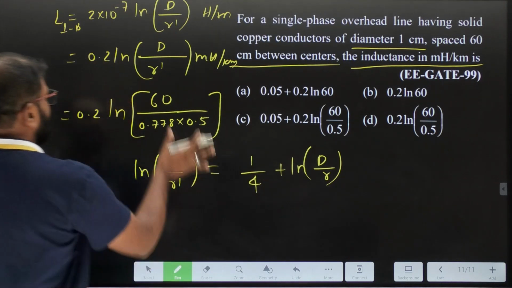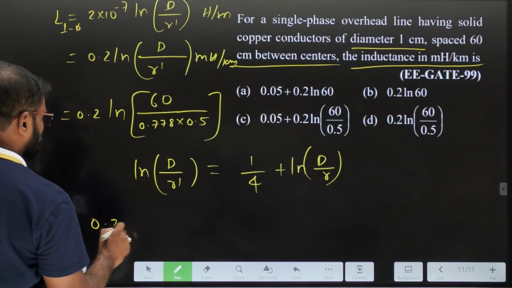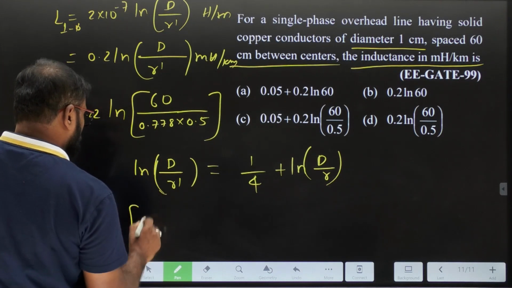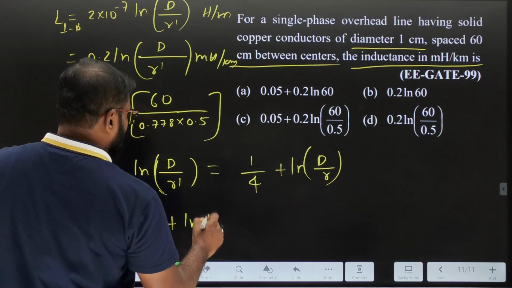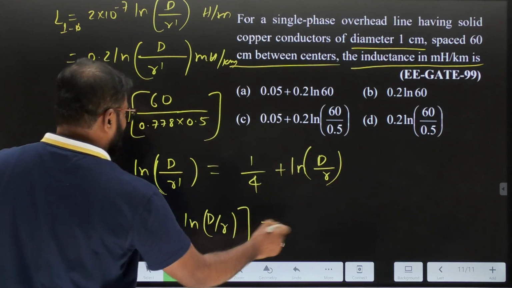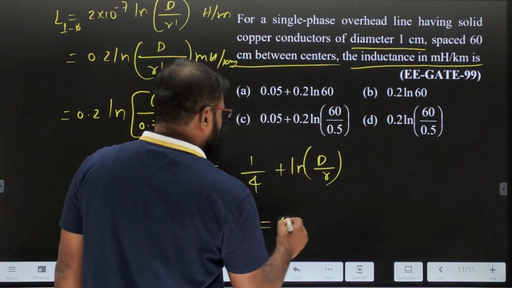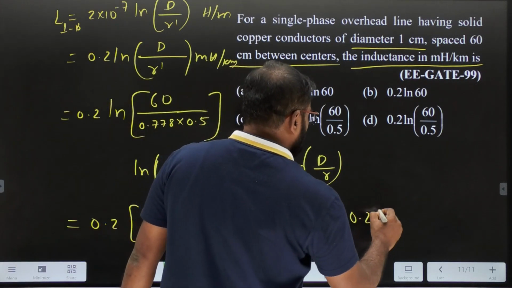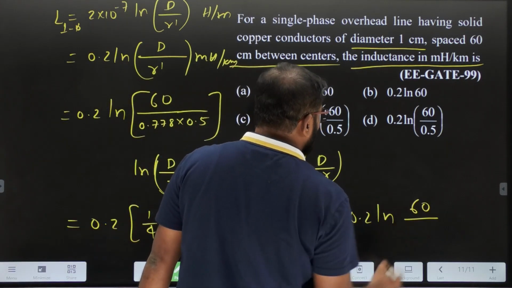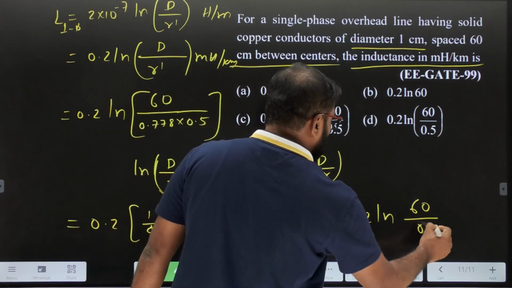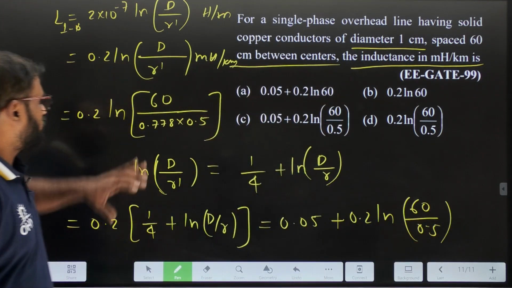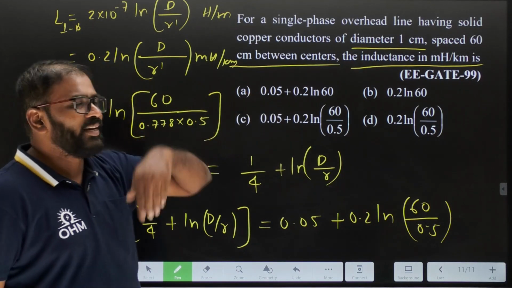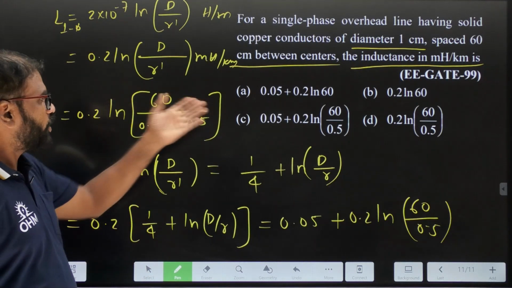Now if I substitute this here, what do I get? 0.2 into 1 by 4 plus ln D by r. Now you substitute and you will get the answer. 0.2 into 1 by 4 is 0.05, plus 0.2 ln of D by r. D is 60 centimeter, r is 0.5 centimeter, so 60 by 0.5. Now see, this is also a correct answer. I am not saying that this is wrong. This is correct, but that option is not there.